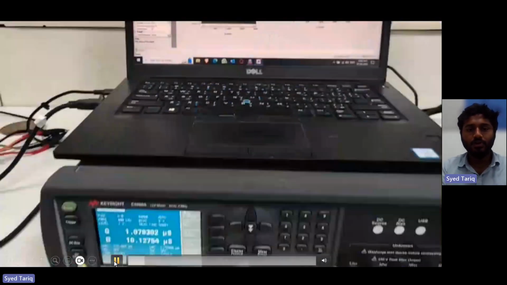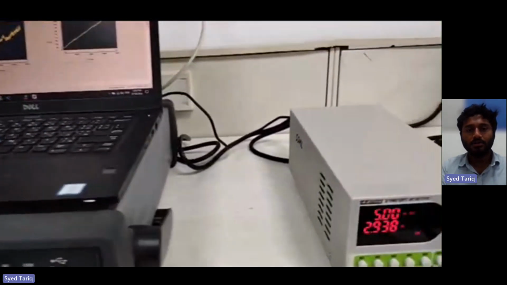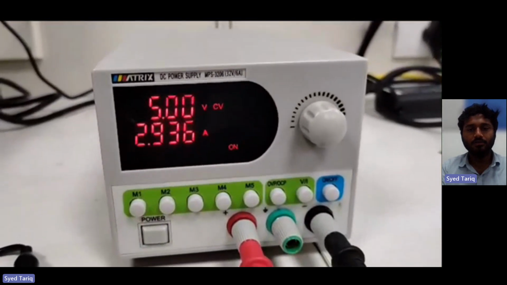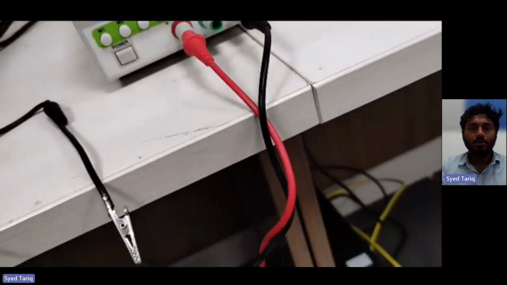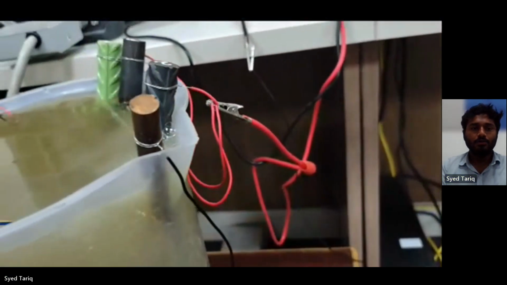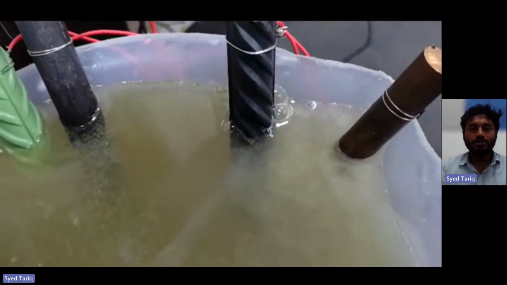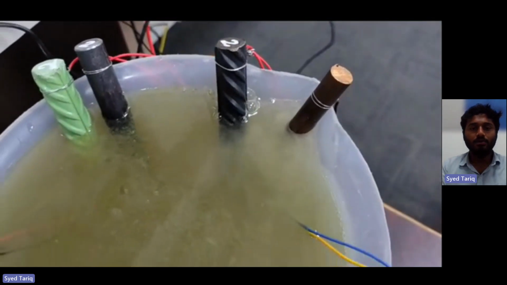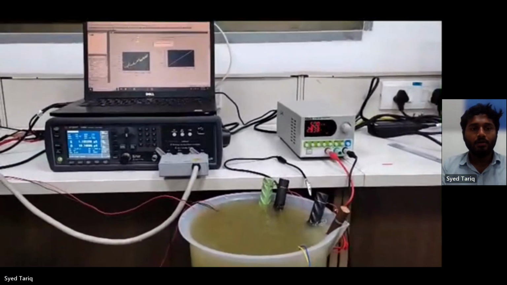So this is the vPro software, and this is the LCR meter, which gives the conductance and susceptance signal. And this is the voltmeter I was talking about. The LCR meter acquires the data, and the voltmeter supplies and maintains the constant potential difference between the bars.